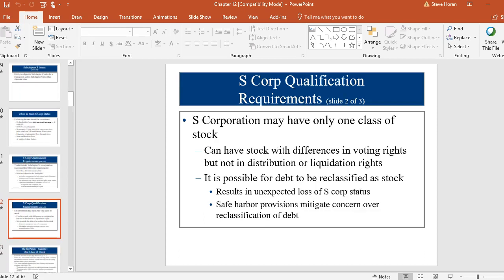S corps can only have one class of stock. That's one major factor to consider also. Now, that one class of stock has some loose definitions to it, though. You can have stock with differences in voting rights, but not in distribution and liquidation rights. So you can have one class that has voting rights and one that does not, and still have one class of stock for this rule.